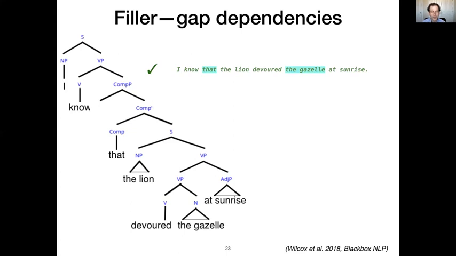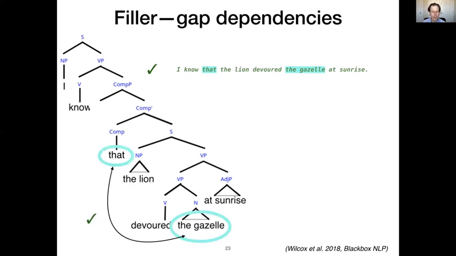This has a particular tree structure, and you'll notice that there's a kind of embedding. Structurally, I know is the top, and this should be a familiar structure to you from earlier in the class. It introduces an entire clause that's introduced by that, so that is what's called a complementizer. And the lion devoured the gazelle at sunrise is the embedded clause, and semantically it's the thing that I'm saying I know.